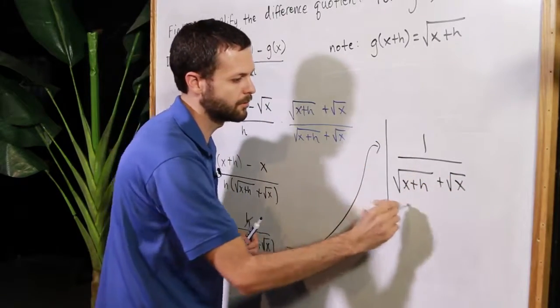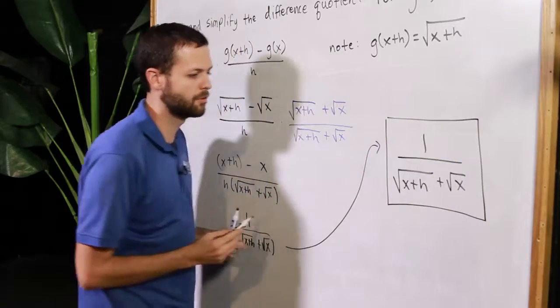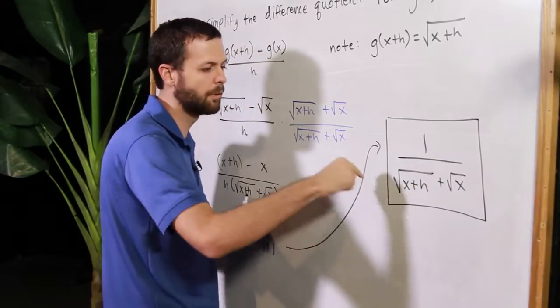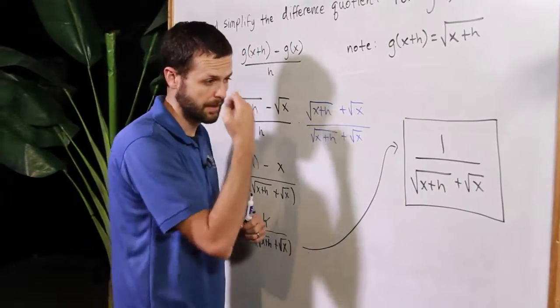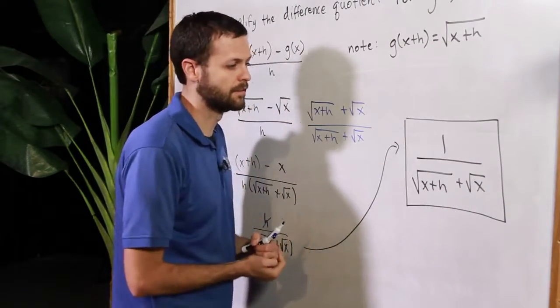So in fact, this would be the simplified difference quotient. Notice that there's no more h by itself in the denominator. I do have an h here, but it's not by itself. And I have found and simplified the difference quotient.